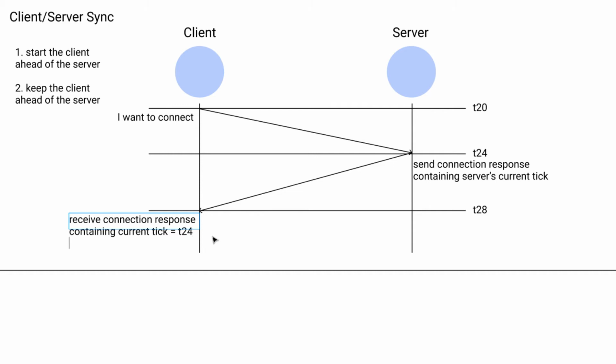Receive the connection response, containing the current tick. Set current tick to 24 plus 5 equals 29. And it's just going to start processing its simulation from there. So that's the entirety of how you start the client ahead of the server. You do your connection, do your handshake here, the server responds with its current tick, and then you just add some number to it, and you try to get yourself ahead of the server. So that's the easy part. Now we have to get to the hard part, which is the adjustment system.